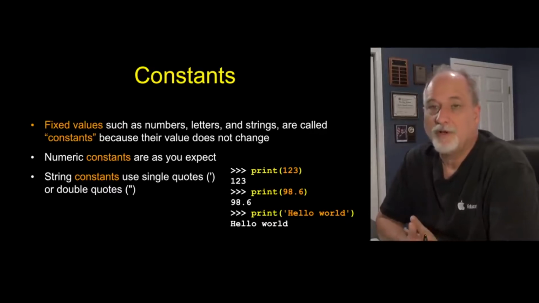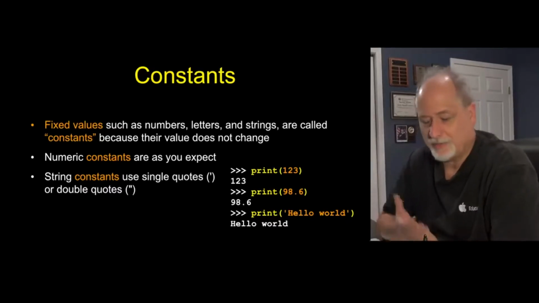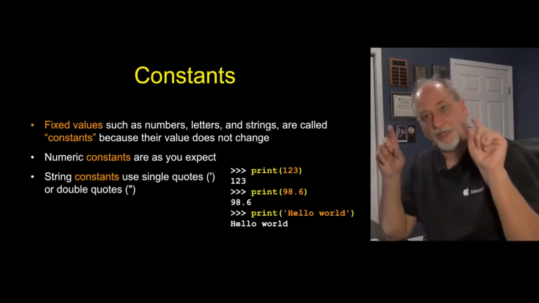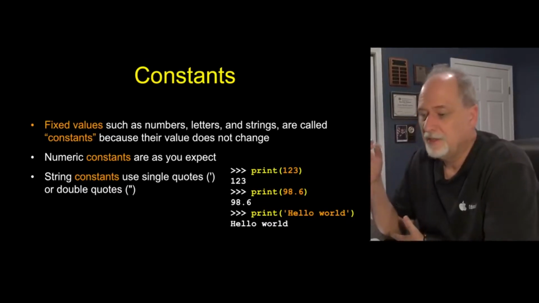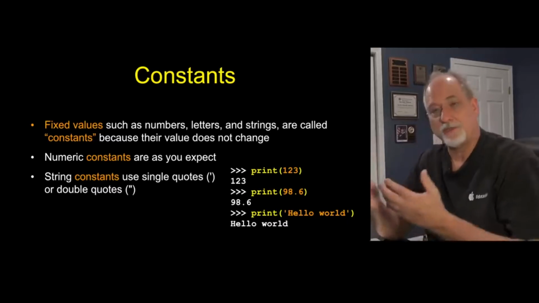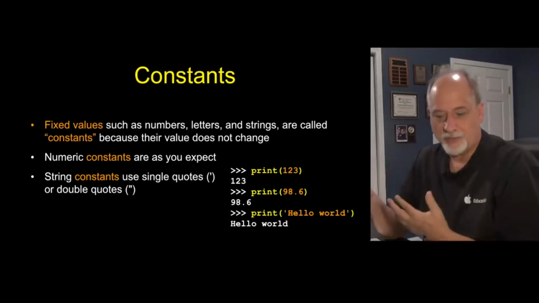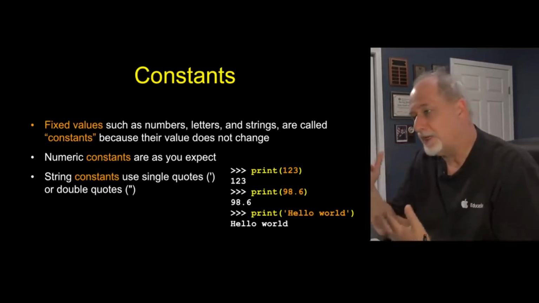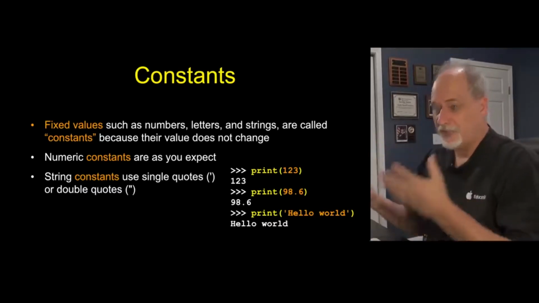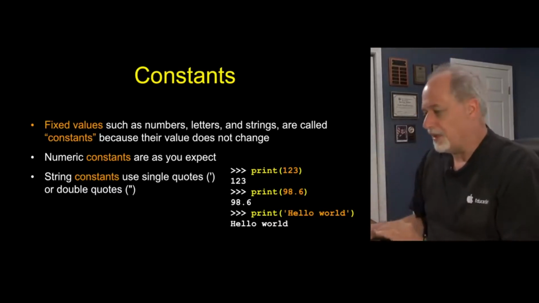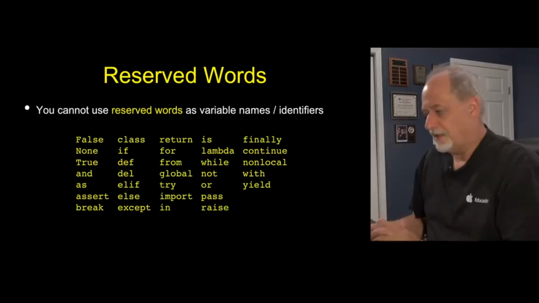So we have 123, we have 98.6, we have hello world, which is a string by enclosing it in quotes. We pass each of these things to the print function, and a side effect of the print function is that we see the output. So print 123 prints out 123, print 98.6 prints it out. So these are really just the syntax of constants, and without constants we can't write really much of anything.